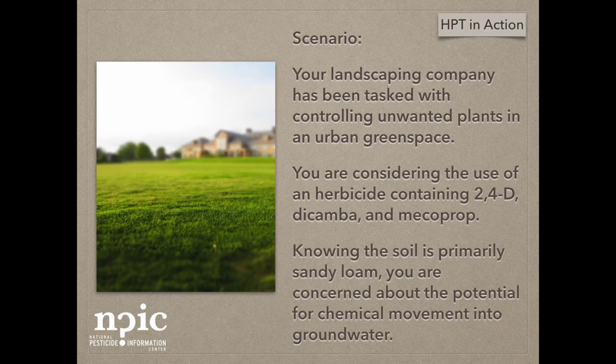Okay, and so in this second scenario here, our landscaping company has been asked to help control unwanted plants in a green space, and we're thinking about using an herbicide that has 3 different active ingredients. It has 2,4-D, dicamba, and mecoprop. In this case, we know that the soil is primarily sandy loam, and so we're a little concerned about what the potential for chemical movement might be into shallow groundwater. So in this scenario, we want to do a little bit more research on all 3 of those active ingredients in the product before moving forward with any sort of treatment. So let's take a look at 2,4-D first.